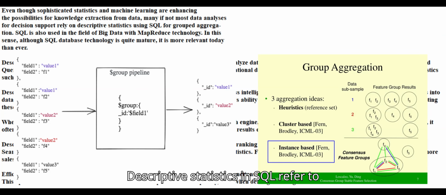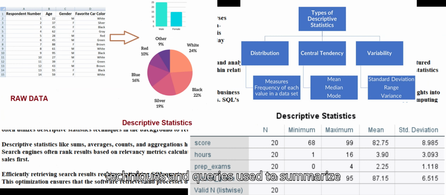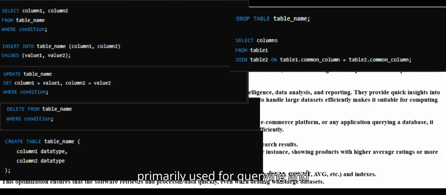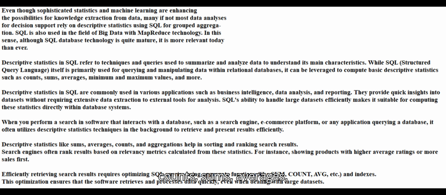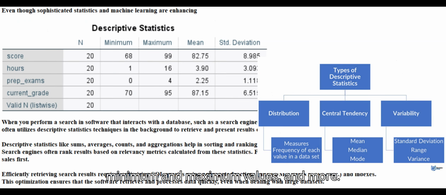Descriptive statistics in SQL refer to techniques and queries used to summarize and analyze data to understand its main characteristics. While SQL, structured query language, itself is primarily used for querying and manipulating data within relational databases, it can be leveraged to compute basic descriptive statistics such as counts, sums, averages, minimum and maximum values, and more.